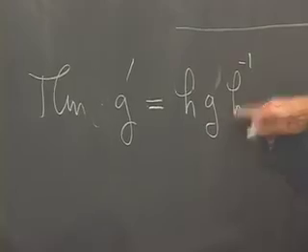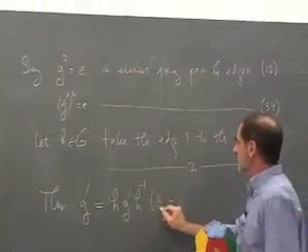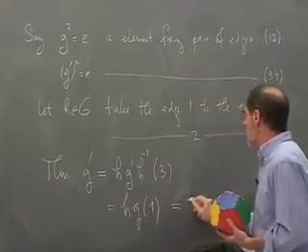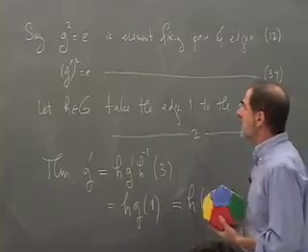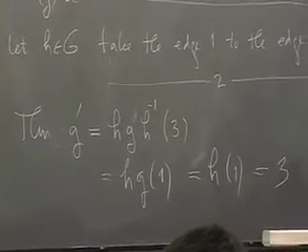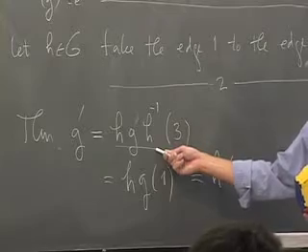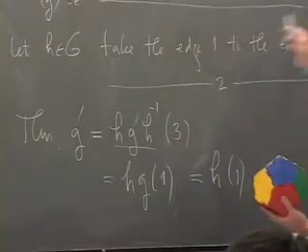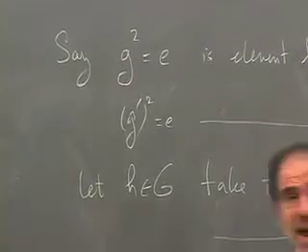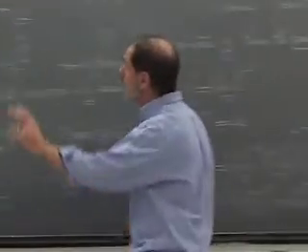H takes the edge 1 to the edge 3, so H inverse takes the edge 3 to the edge 1. G fixes the edge 1, so it's H of 1, and H takes 1 back to the edge 3. So this element, whatever it is, fixes the edge 3. It also fixes the edge 4, and there's a unique element of order 2 that fixes the edges 3 and 4, which is our element G prime. So here's our conjugation.